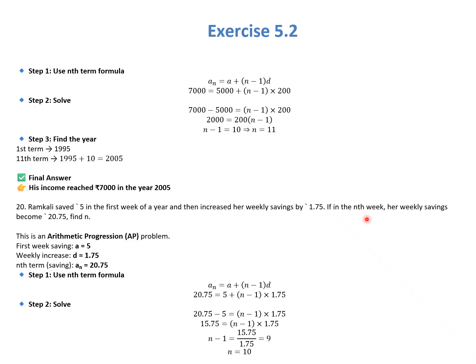1.75. If in the nth week her savings has become 20.75, find the n. So again, a is equal to 5, d is equal to 1.75, and the nth term is 20.75. Solve this equation with the help of the formula. You'll get the value of n is equal to 10.